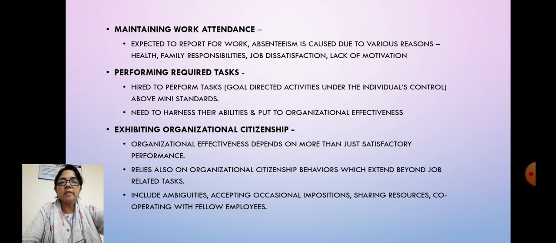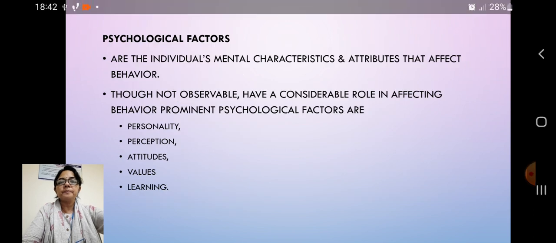Exhibiting organizational citizenship. Organizational effectiveness depends on more than just satisfactory performance. It relies also on organizational citizenship behaviors which extend beyond job related tasks. It includes tolerating ambiguities, accepting occasional impositions, sharing resources, and cooperating with fellow employees.